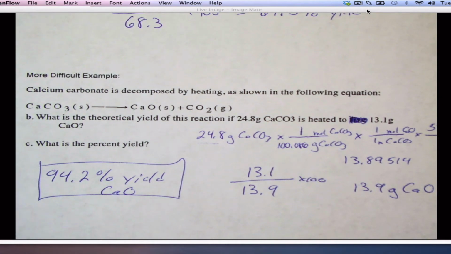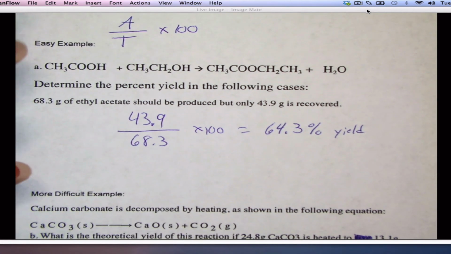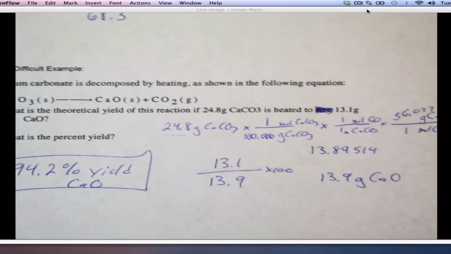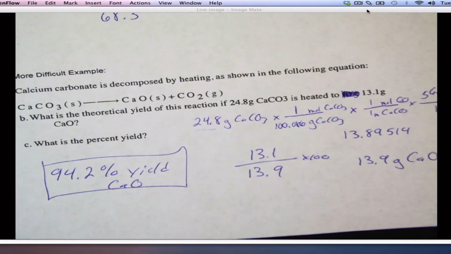But notice how these can get complex. This one is real simple. They just give you the stuff, and you just got to punch into the actual divided by theoretical. Whereas this one, you have to figure out the theoretical using stoichiometry and that stoichiometry strategy wheel, and then plug it into the percent yield problem. And once you get that, you should be good. And we'll do plenty of examples in class.